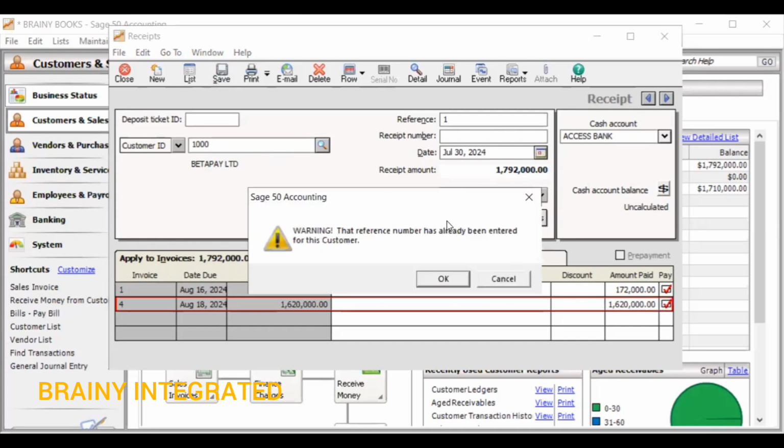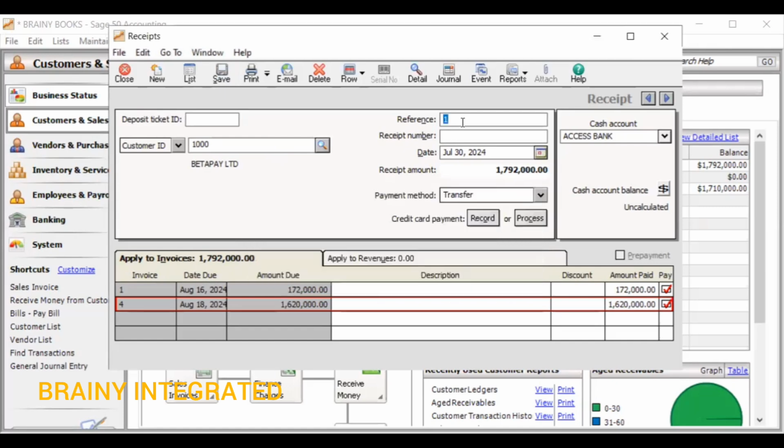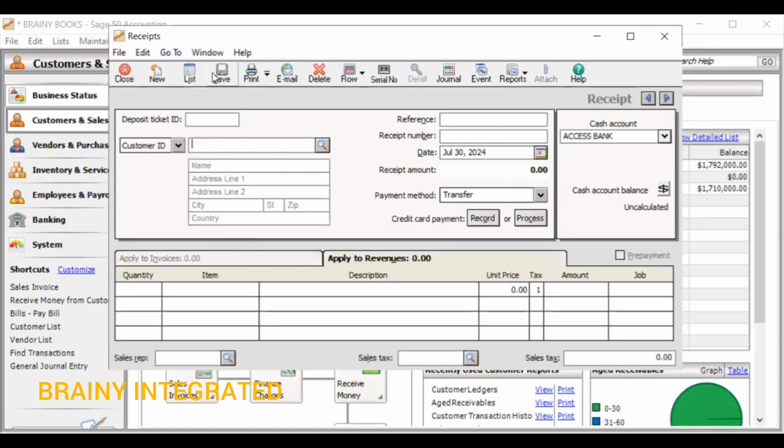Okay. Now the system is warning me. Can you see what it's saying? It's saying that that reference number has already been entered for this customer. So we are going to change a reference number. Let's pick number 4 and I'll click on save.